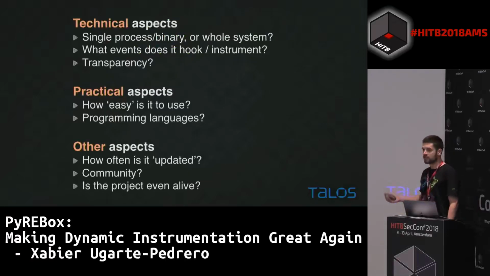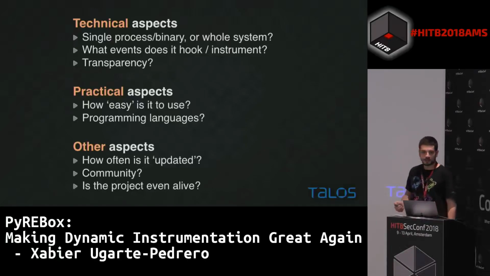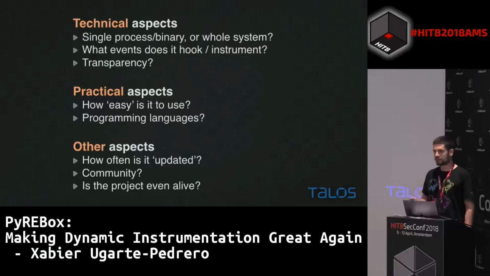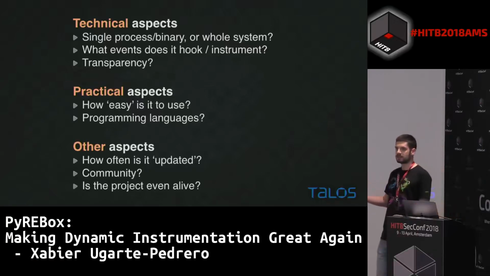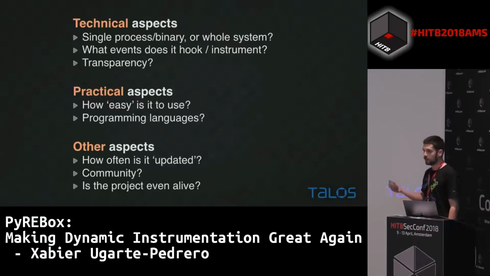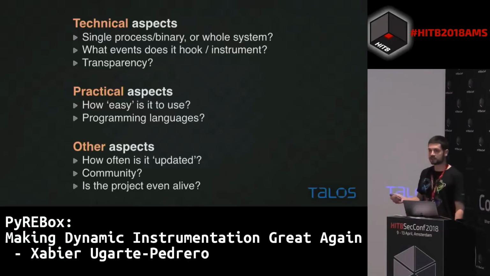So when one needs to choose a framework like this for any kind of project that requires instrumentation, first one considers the technical aspects. Does the framework allow tracing one single process? Does it allow tracing several processes? Does it trace the whole system so that we can monitor also the kernel or even the interaction between processes? What type of events can we trace, like instruction execution, memory writes or reads? Can we trace operating system events? And what about transparency? In my case, I work on malware analysis, so I'm concerned that the sample that I'm running will not detect the framework.